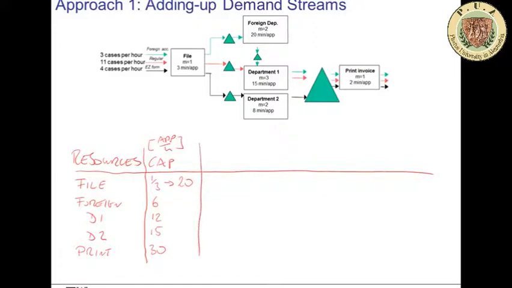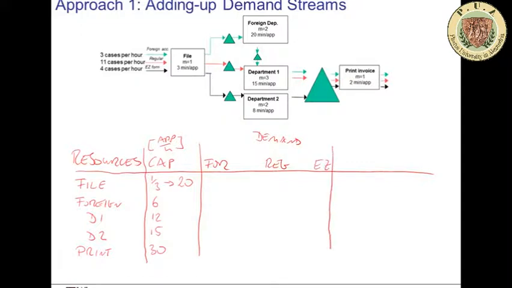Next, we ask ourselves what's the demand for service at each and every one of the 5 resources. Well, there are 3 types of demand here. There are the foreign accounts, there are the regular accounts, and then there are the easy accounts.